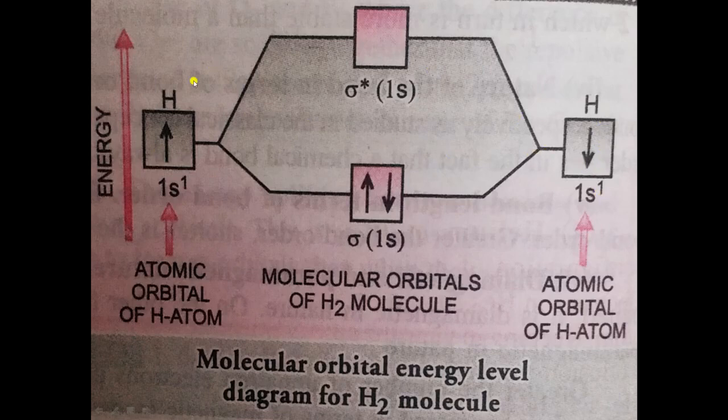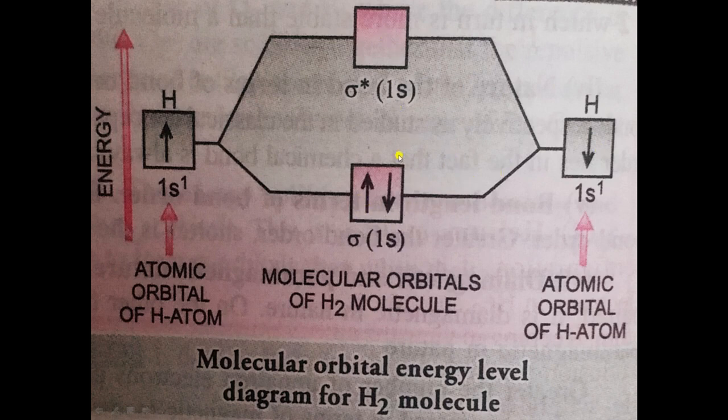Now, when these two atomic orbitals combine or overlap with each other, what will form? Two molecular orbitals will form. Out of these two molecular orbitals, one is the bonding molecular orbital, the second one is the anti-bonding molecular orbital. Now in one orbital, two electrons can be filled, right? So if you add up the electrons present in H2 molecule, 1 plus 1, a total of 2 electrons are present. So now you have to fill electrons in these two molecular orbitals.